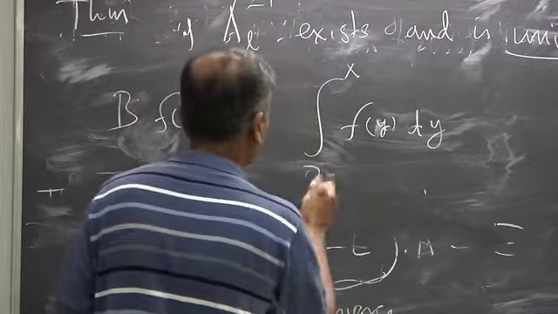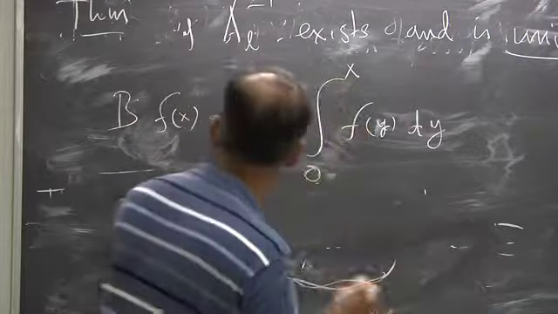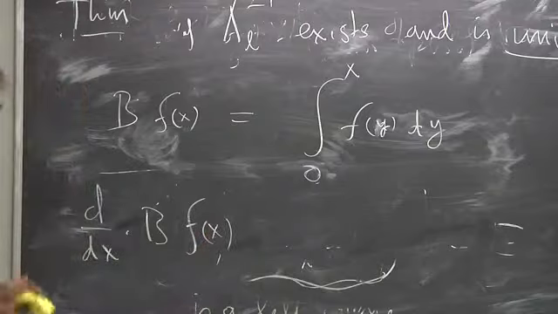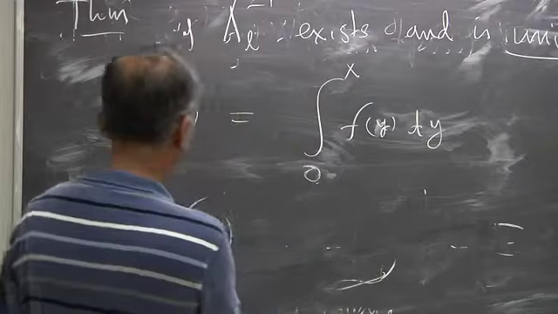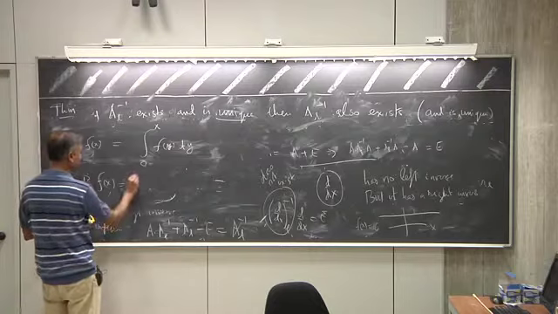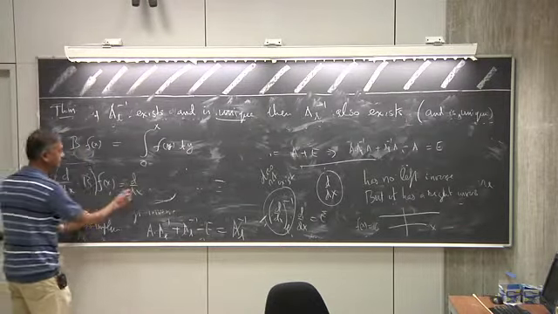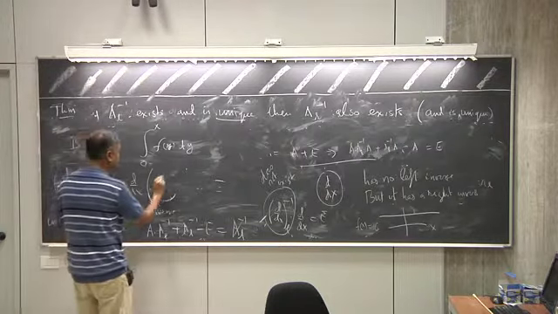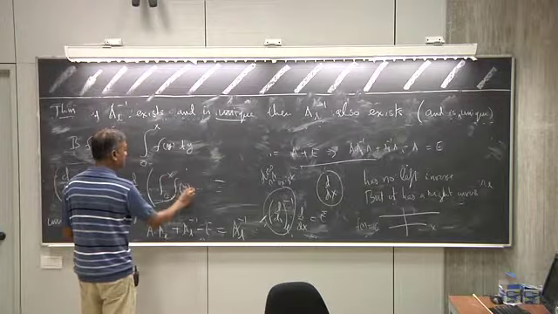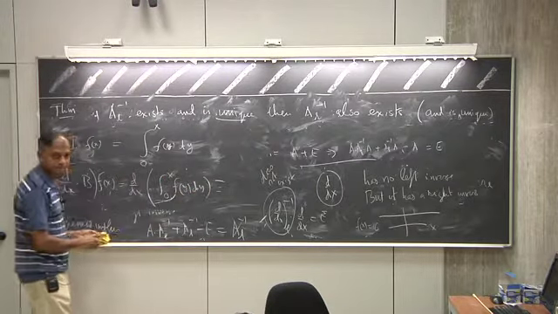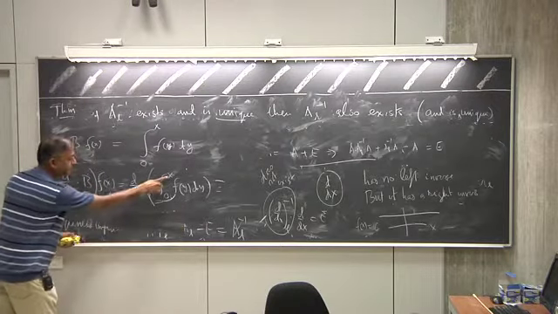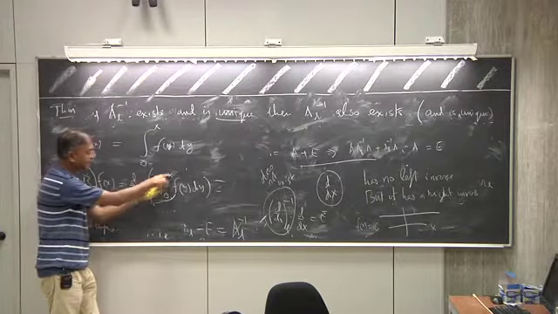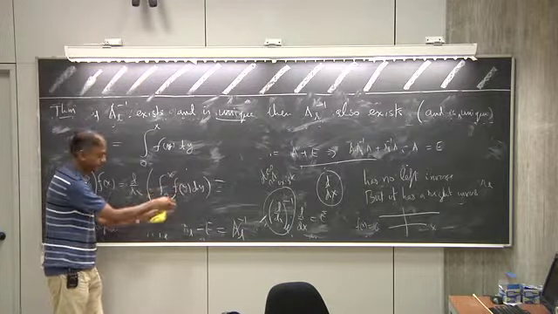And now let's apply d by dx times B acting on some function f. B acting on that by definition is this. So this is the same as d by dx acting on the result of B applied on f. But B applied on f is by definition that. And now apply d by dx. The x appears only in the limit point, so d by dx acting on that is simply going to be f of x.